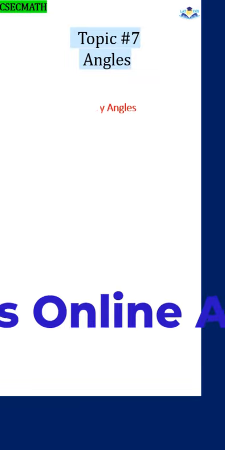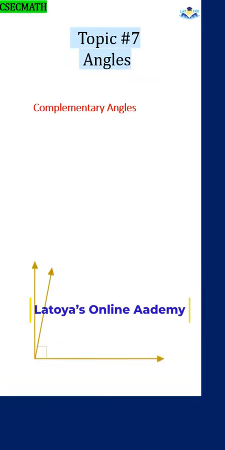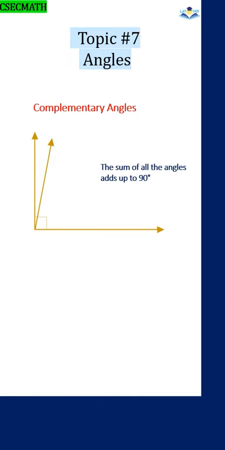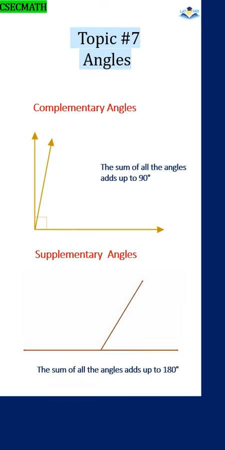Angles, the first one we'll be looking at is complementary angles. Now, when the sum of angles adds up to 90 degrees, the angles are said to be complementary. Supplementary angles. When the sum of all the angles adds up to 180, the angles are said to be supplementary.